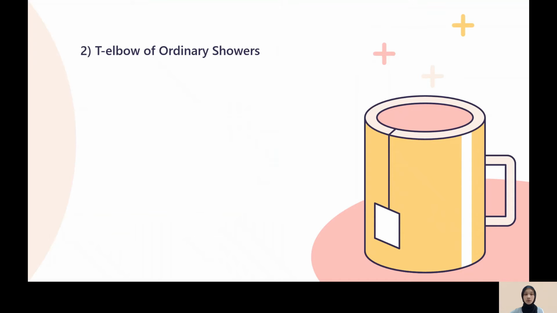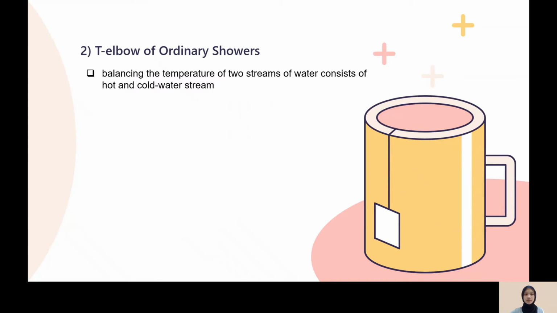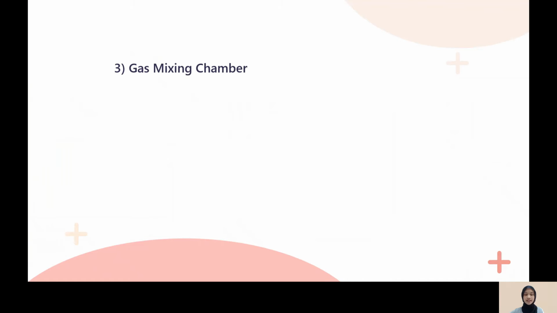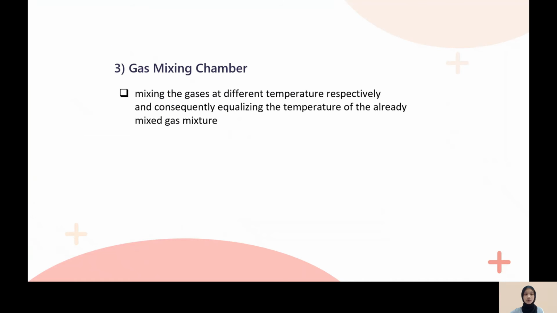Next, we have T-elbow of ordinary showers. It functions by balancing the temperature of 2 streams of water consisting of hot and cold water streams. So this is the diagram of the elbow of ordinary showers. Next, we have the gas mixing chamber. The function is mixing gases at different temperatures and consequently equalizing the temperature of the mixed gas mixture. The diagram.